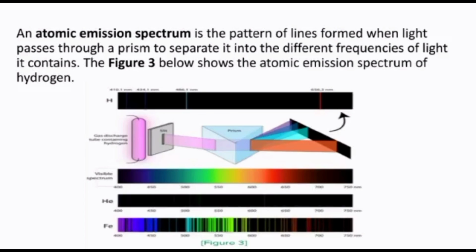Figure 3 below shows the atomic emission spectrum of hydrogen. As we can see in the picture, when light from a hydrogen gas discharge tube is passed through a prism, the light is split into 4 visible lines. Each of these spectral lines corresponds to a different electron transition from a higher energy state to a lower energy state. Every element has a unique atomic emission spectrum, as shown by the examples of helium, He, and iron, Fe, in the figure.